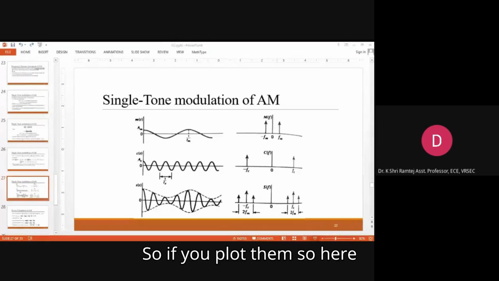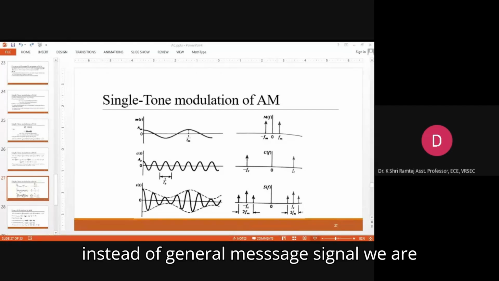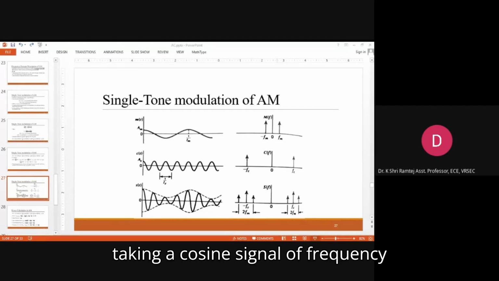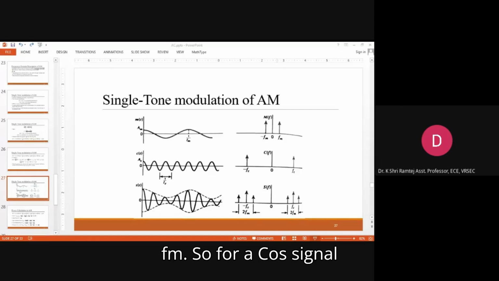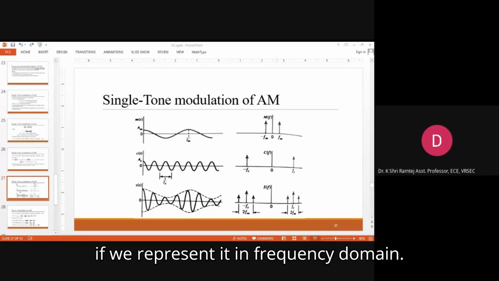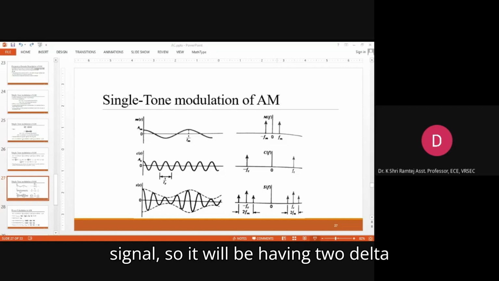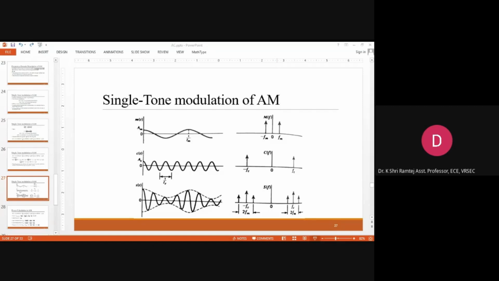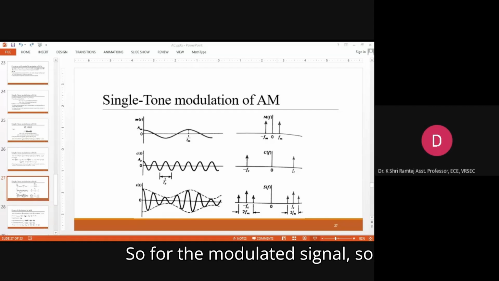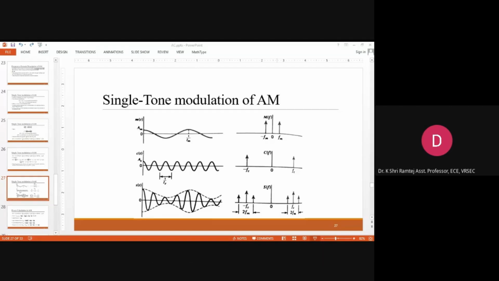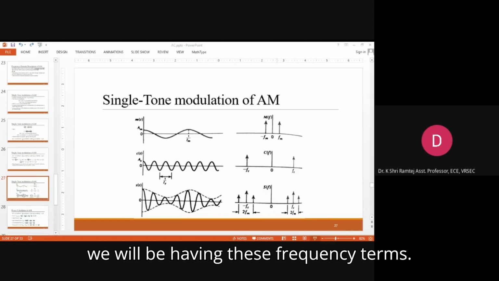If we plot them, here instead of a general message signal, we are taking a cosine signal of frequency fm. For a cos signal, if we present it in the frequency domain, it will have two delta functions, one at plus fm and the other at minus fm. Similarly, the carrier signal will have two delta functions at plus fc and minus fc. So for the modulated signal, we'll have these frequency terms.